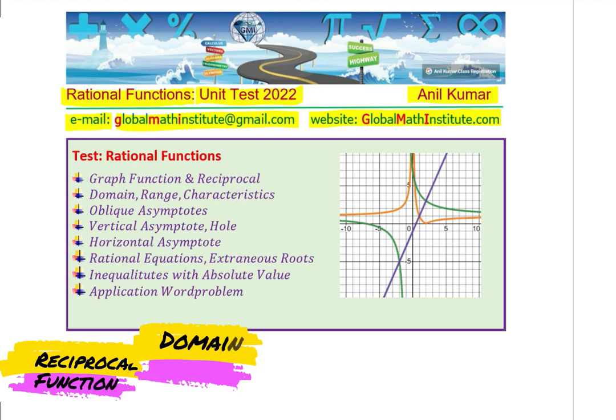You need to figure out the domain, even if it is not asked for. Even when you're solving equations and inequalities, remember, restrictions cannot be part of your solution, correct? Now we'll talk about questions with oblique asymptote, vertical asymptote, horizontal asymptotes, and holes.